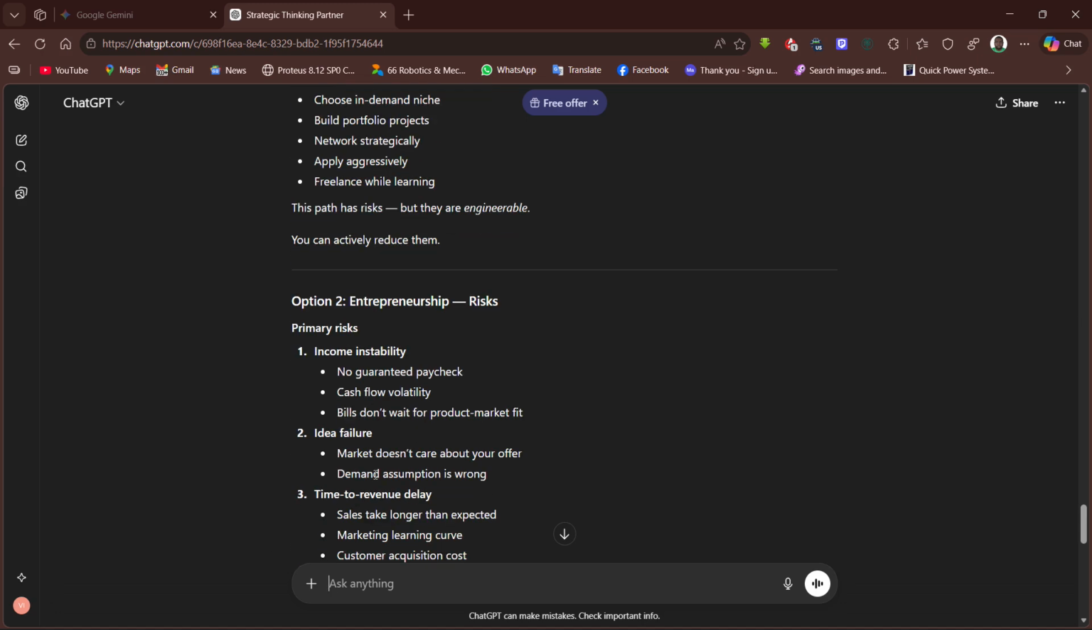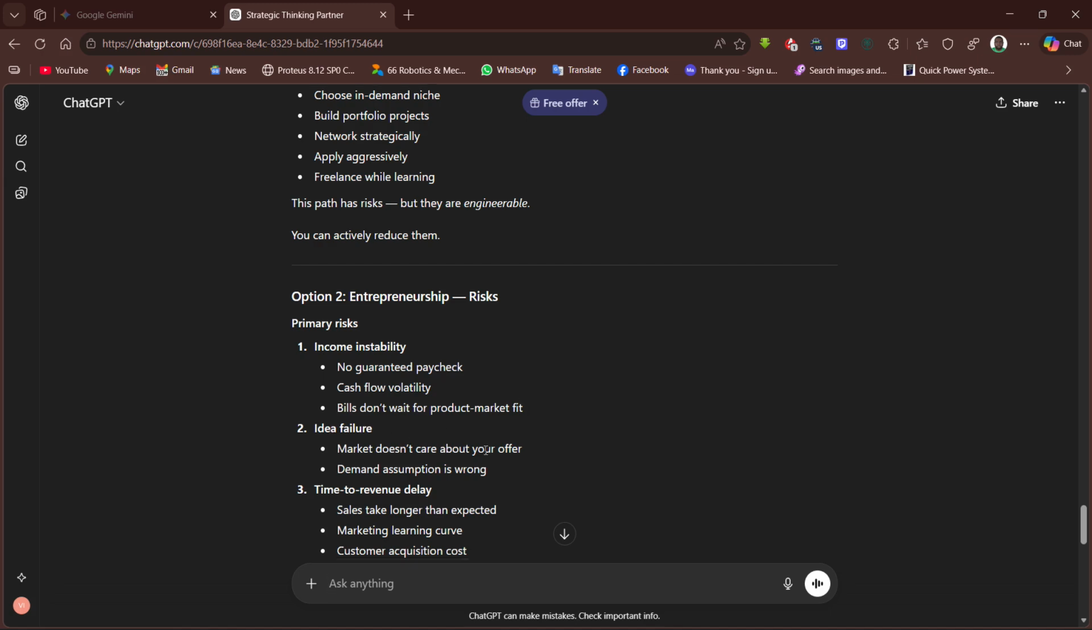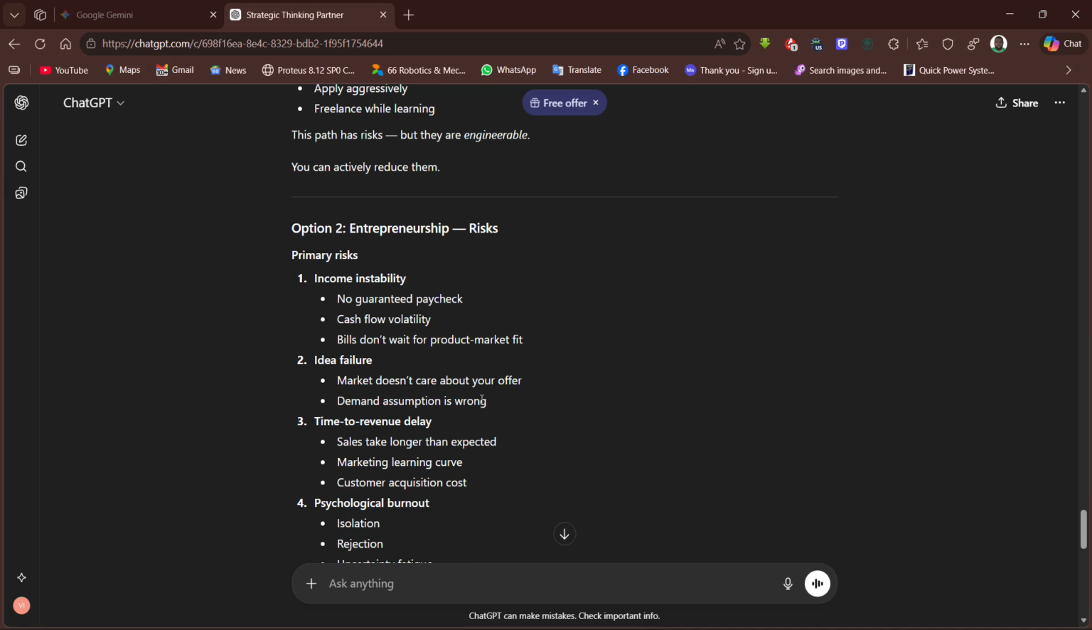Now let's look at the risk associated with decision two. Income instability, no guaranteed paycheck, cash flow volatility, bills don't wait for product market fit. Idea failure, market does not care about your offer, demand assumption is wrong. Time to revenue delay, sales take longer than expected.